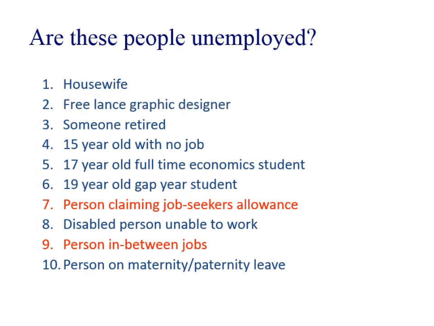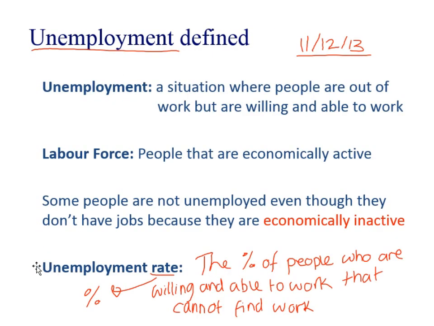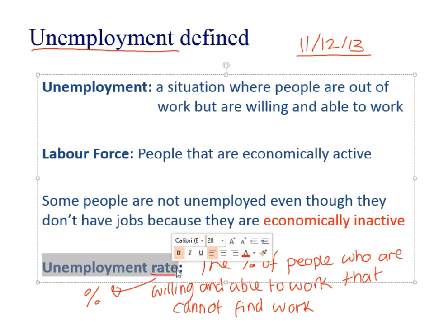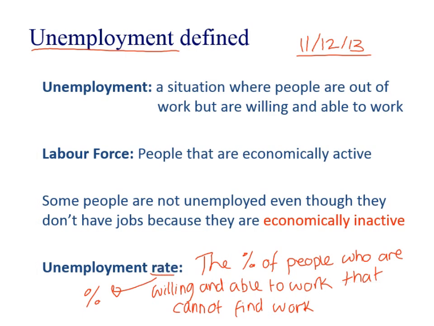Okay, so that's unemployment. Just a quick section on unemployment rates. The same definition, but it's just the percentage of people who are willing and able to work that cannot find jobs or cannot find work. So that actually turns that definition from 2 marks into 3 marks, having that rate behind it, and it's just meaning the percentage.